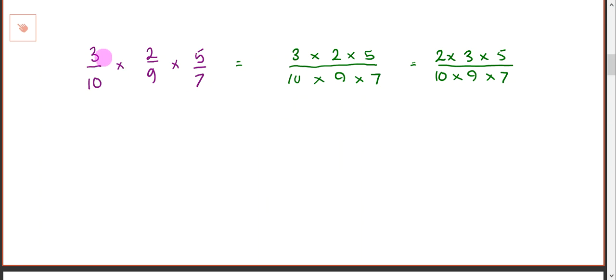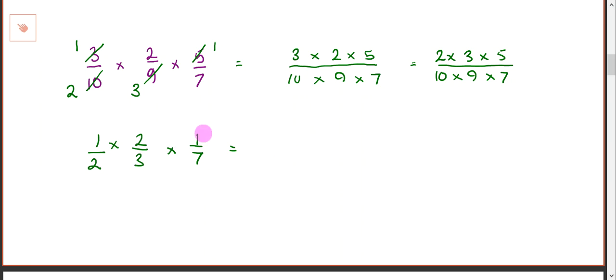So, for instance, the 3 and the 9 will cancel to 1 and 3. And then I'm actually going to go with the 5 and the 10. So the 5 and the 10 cancel to make 1 and 2. So now I've got 1 over 2 times 2 over 3 times 1 over 7. Same question. And it is much easier, right? That's why simplifying beforehand is easy. Then we don't need a calculator.